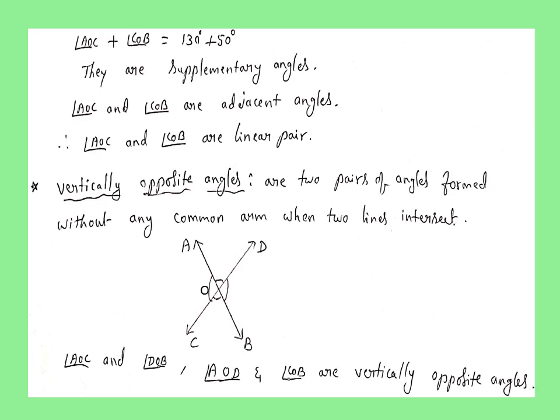Next is vertically opposite angles. These are two pairs of angles formed without any common arm when two lines intersect. And here, angle AOC and angle DOB, and angle AOD and angle COB are vertically opposite angles. And one thing, vertically opposite angles are always equal. That means angle AOC is equal to angle DOB and angle AOD is equal to angle COB.